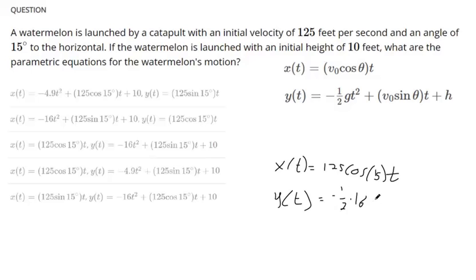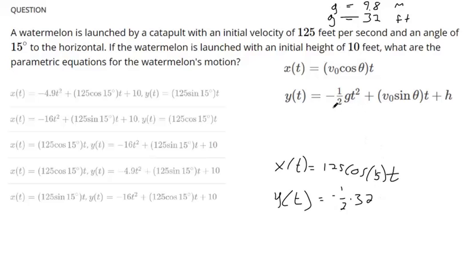I can't remember if it's 16 or 32. No, it is 32. So if you're dealing with feet per second, then the gravitational constant for acceleration is 32 feet per second squared. And then if it's meters per second, it's 9.8. Those are just known values. So this is meters and this is feet. That's what you plug in for g.